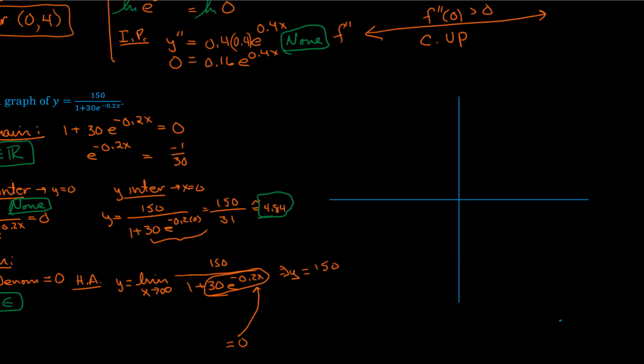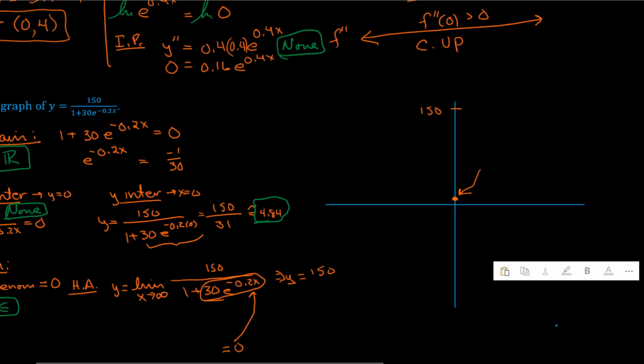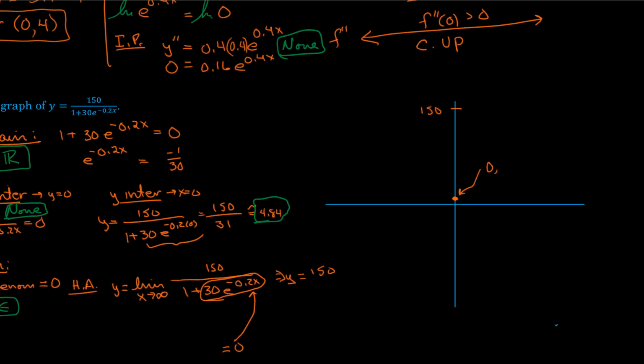Okay, so I'm going to need to get up to 150 here. I'm going to do my 0. This is going to be the 0, 4 point, what was that, 84 right there. And I'm going to put in my horizontal asymptote like that. Okay, so there's one of them.